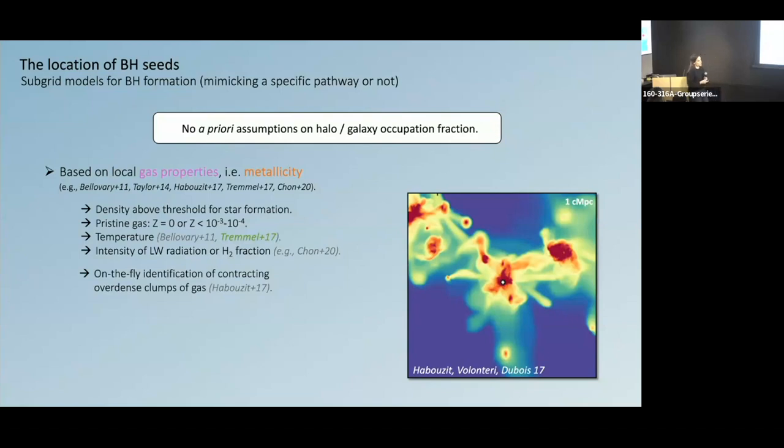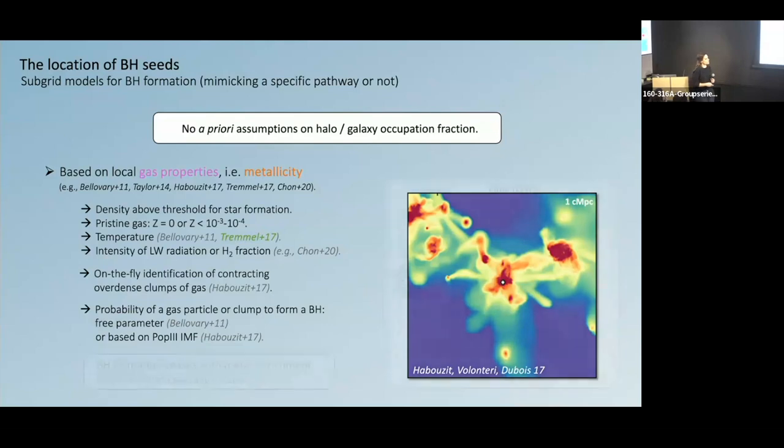So it's probably more expensive than some of the other methods. And then some of those grid models actually rely on a probability to transform a gas particle or a clump into a black hole. So not all of those that are eligible would eventually form a black hole. And this probability can have a few parameters. This was used in Gillian Delovary's work, where she was taking different parameters to see the impact on different quantities. And in my case, it was based on the Pop III IMF, so a bit more theoretical in a way, although we do not actually have Pop III stars in the simulation.